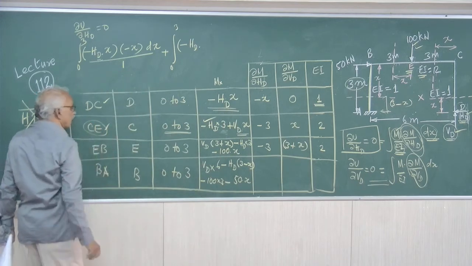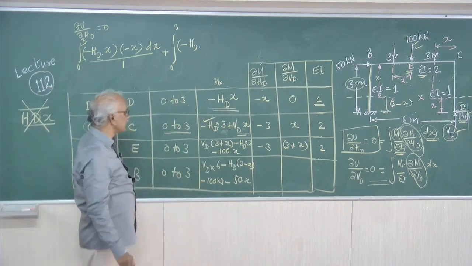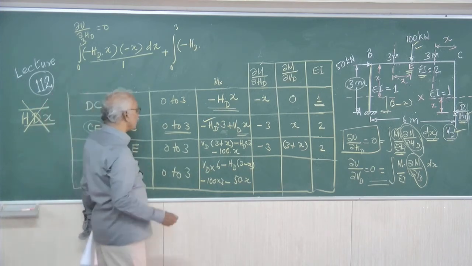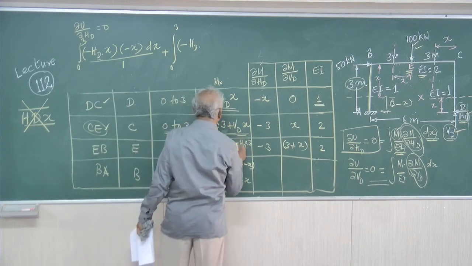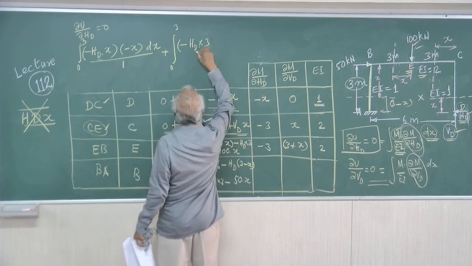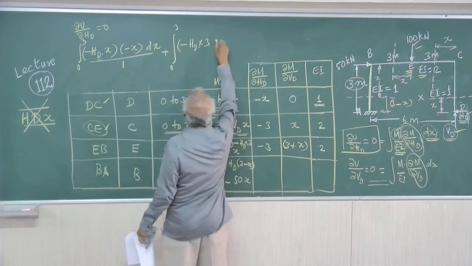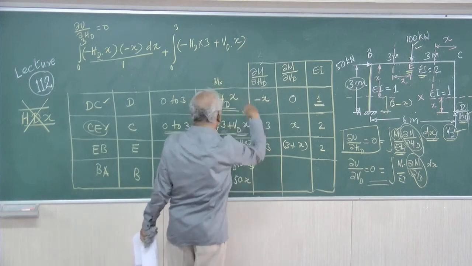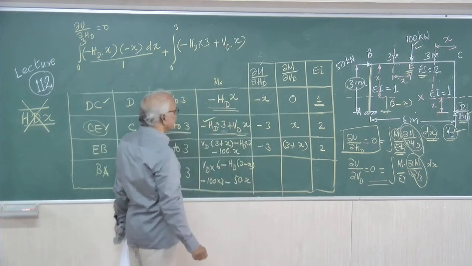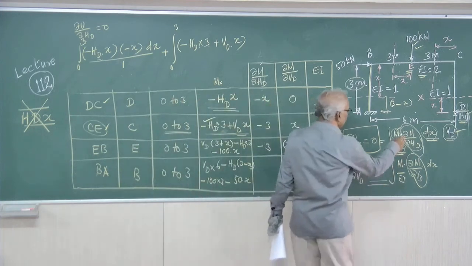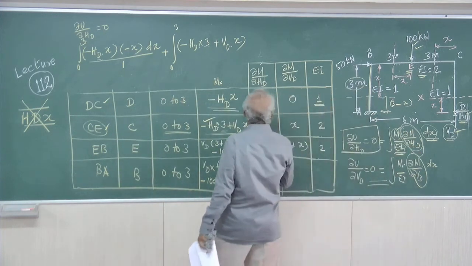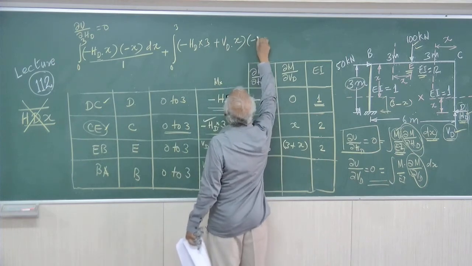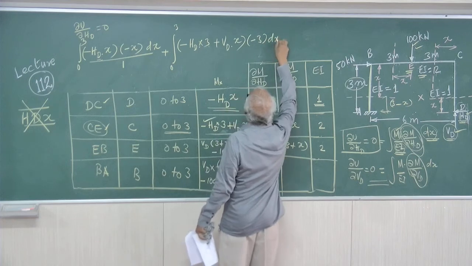This mistake should not happen. That is why we have systematically drawn the lines, otherwise there is a chance of overlapping and changing the values. Therefore, Mx is this value: minus Hd into 3, plus Vd into x. So that is Mx. Mx into dou M by dou Hd, so dou M by dou Hd equal to minus 3, into dx.